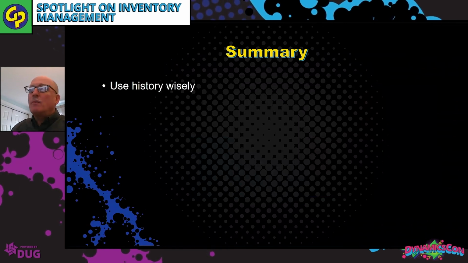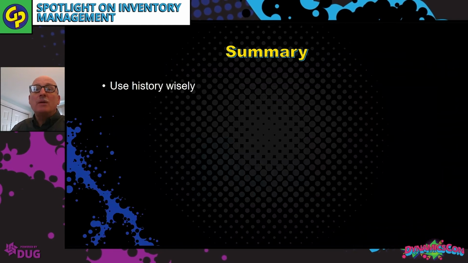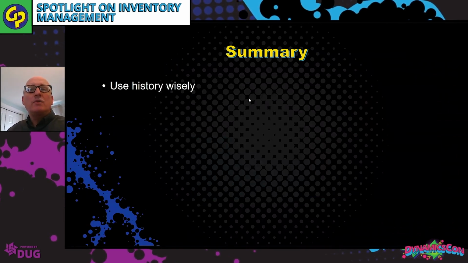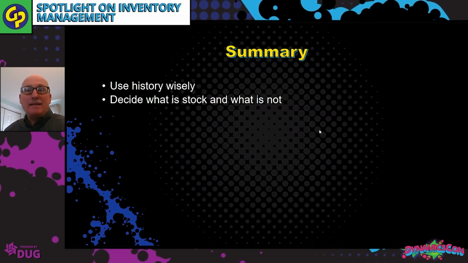A large sales order that will never happen again, we want to exclude that. If we sold it from a warehouse and it was shipped from a different warehouse, if it wasn't shipped from the right warehouse, maybe we want to redirect the usage to where it should have shipped from. So we want to use history wisely. We want to decide what's stock and what's not stock.